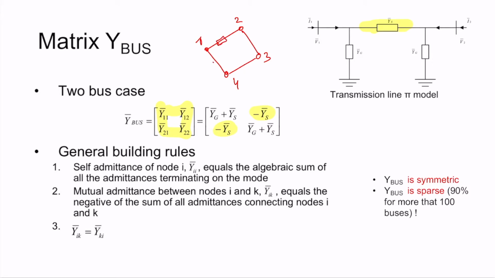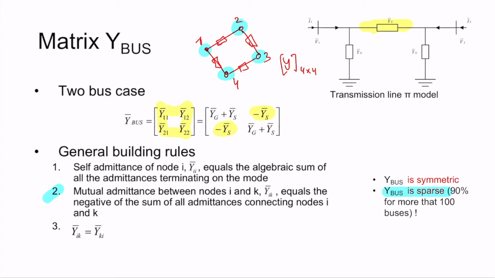We have no connection between 1 and 3, and no connection between 2 and 4. So in those cases, there will be no elements in these non-diagonal elements of the matrix. Most of the grids are not fully interconnected between all the nodes. So it means this matrix has a lot of non-diagonal elements that are 0. So this is what I say here: this Y bus, or this admittance matrix, is sparse. It could be more than 90% of the elements being 0.